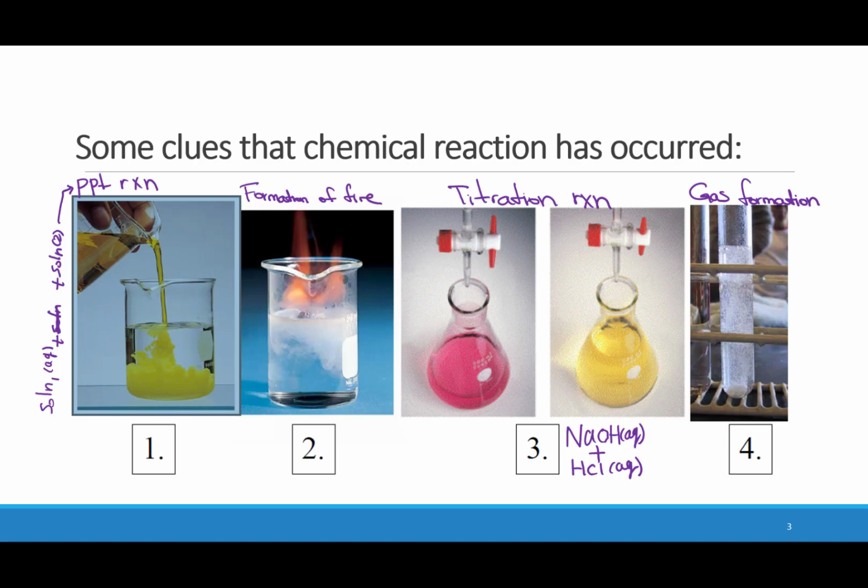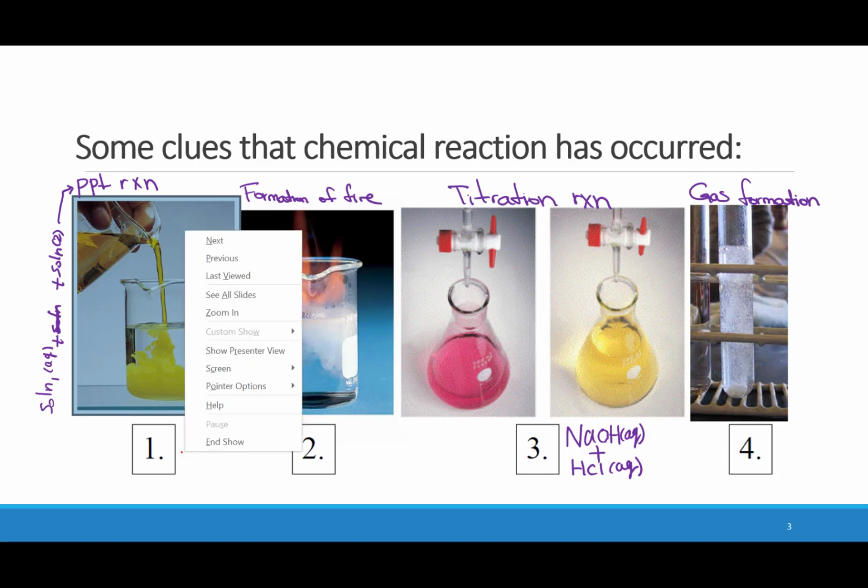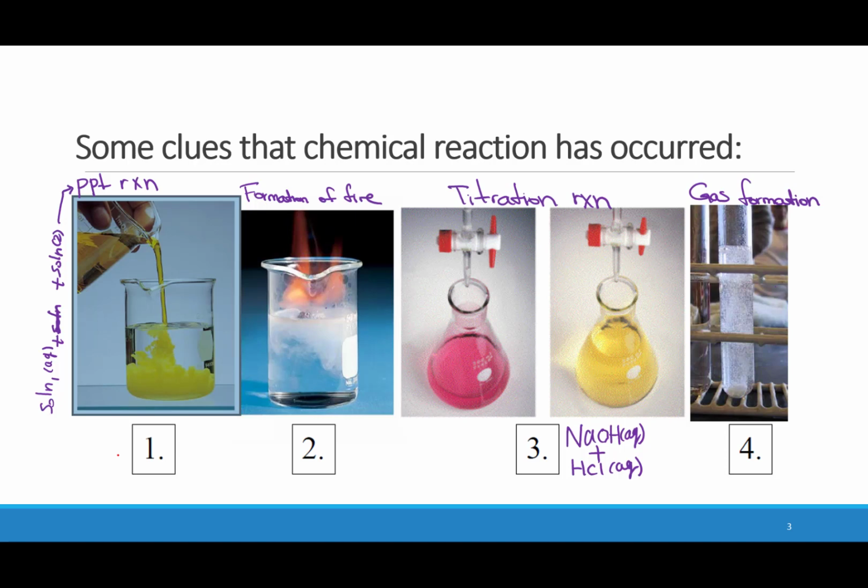The first one, as you could see, is a precipitation reaction. Two solutions in the aqueous state are being added to each other, and you will have a precipitate as a final product. This yellow precipitate that you see at the bottom of the beaker is the formation of a precipitate, which is an indication of a chemical reaction. And the second picture is the formation of fire.